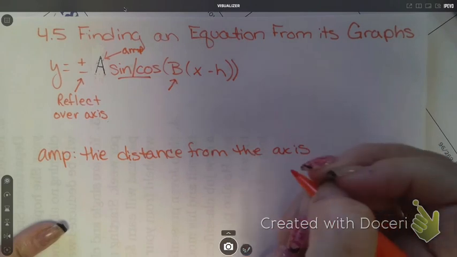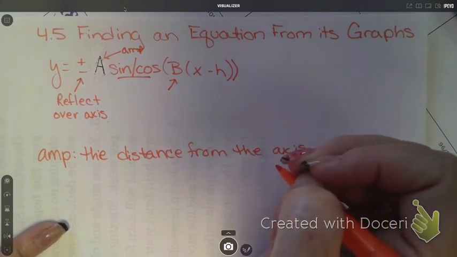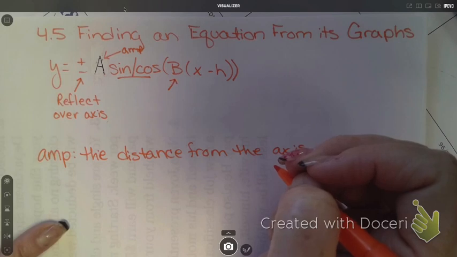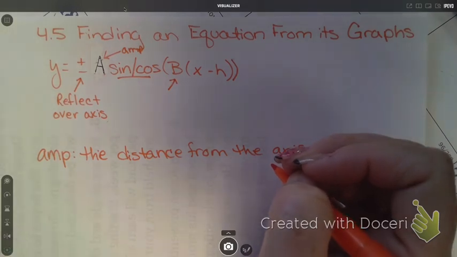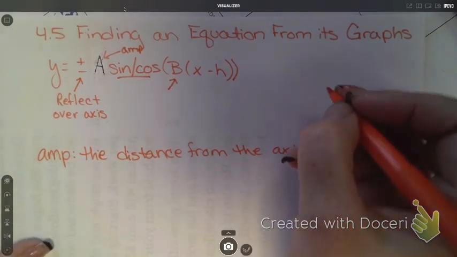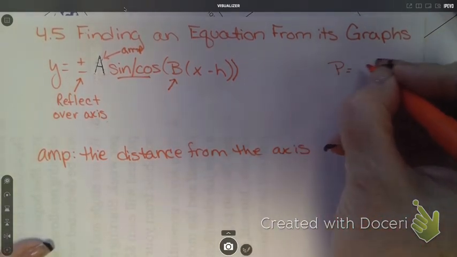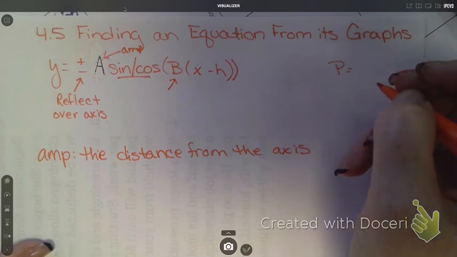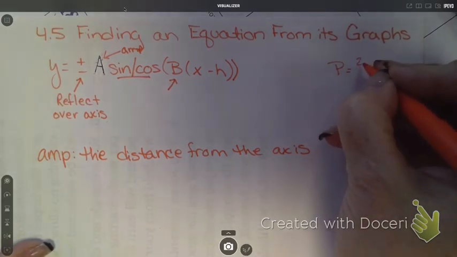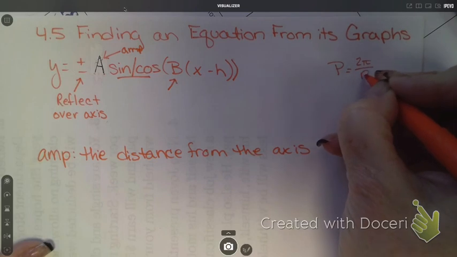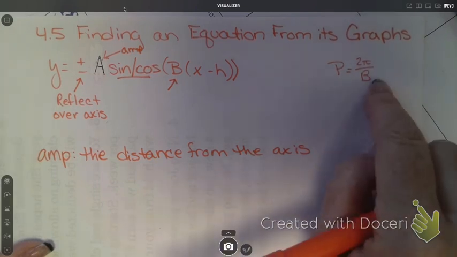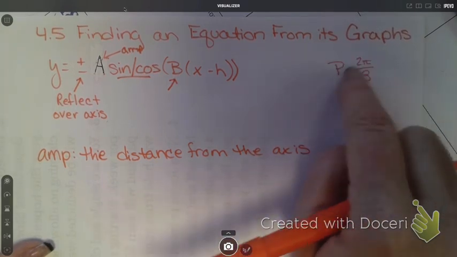B is the number of complete cycles in 2 pi, yes? But how do we find it? Because we're going to be looking at a graph. A graph isn't going to say B's right here. No, you just don't. We do had P equaled what? 2 pi over B. So what's B equal with this equation?